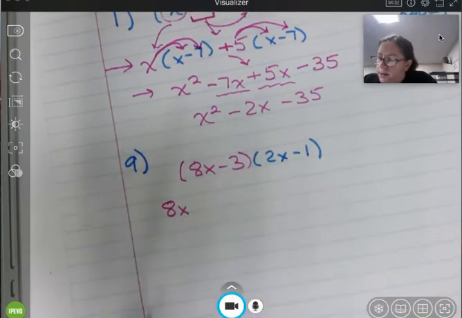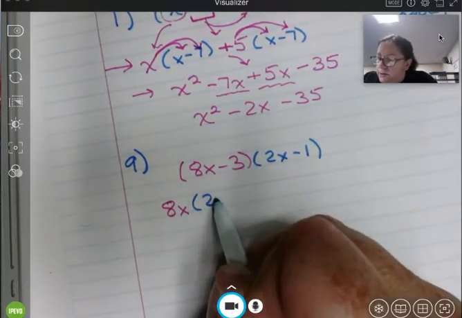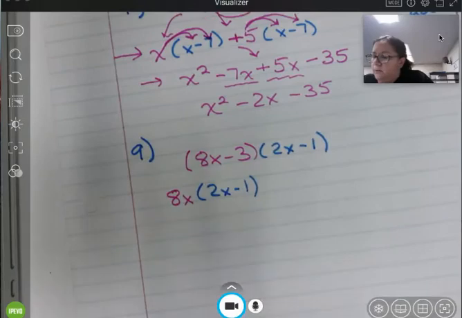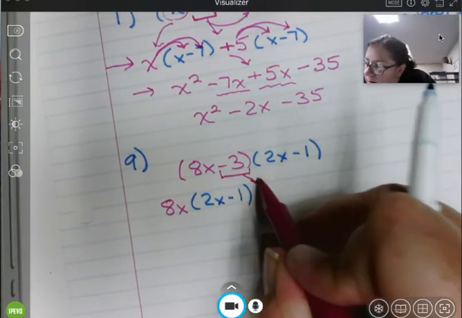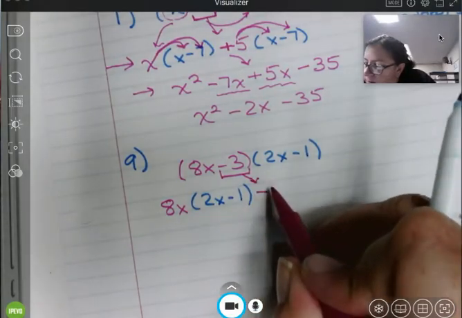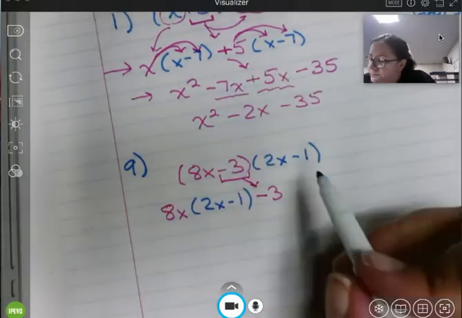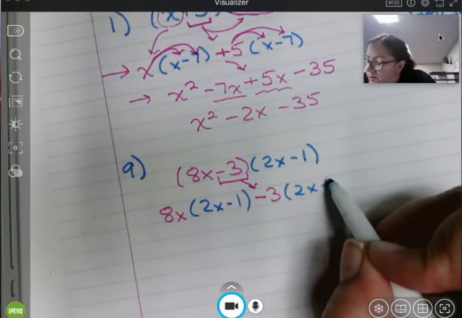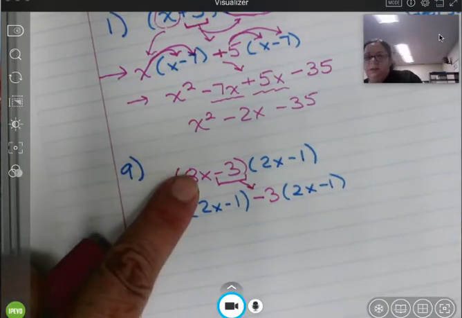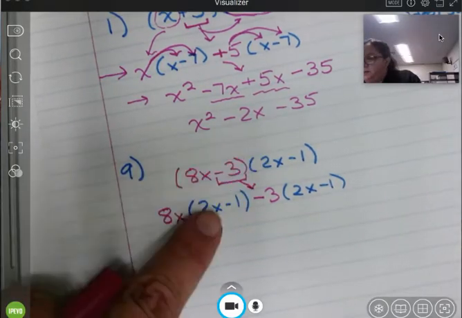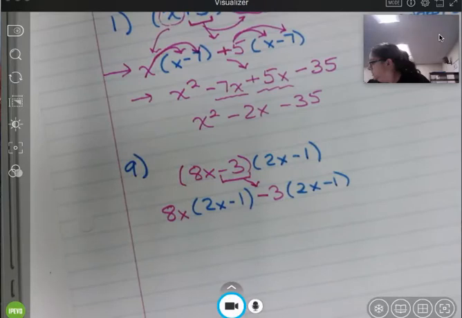So 8x times 2x minus 1. And then we've got to remember to take the negative and the 3. You always should have like a plus or minus right here. Negative 3 times 2x minus 1. Okay, so what we're doing is double distribution. The 8x gets distributed, and then the negative 3 gets distributed. And then, again, it's pretty straightforward.